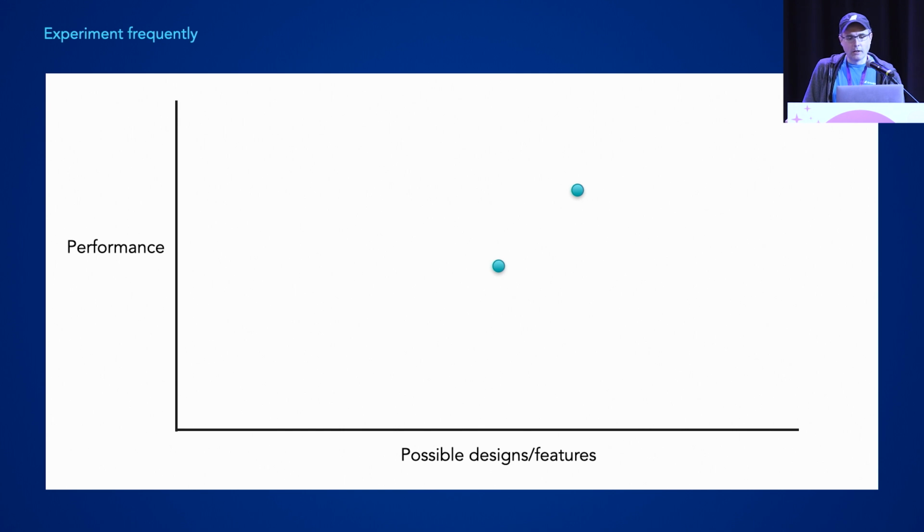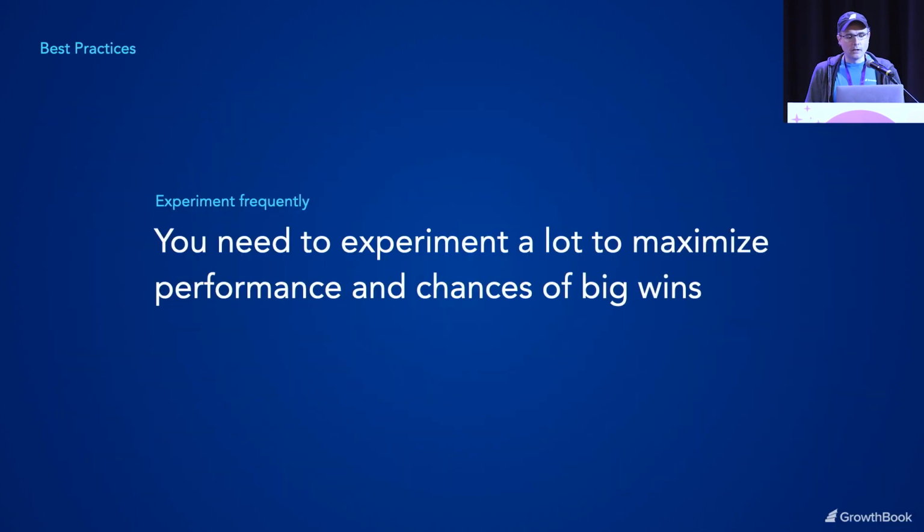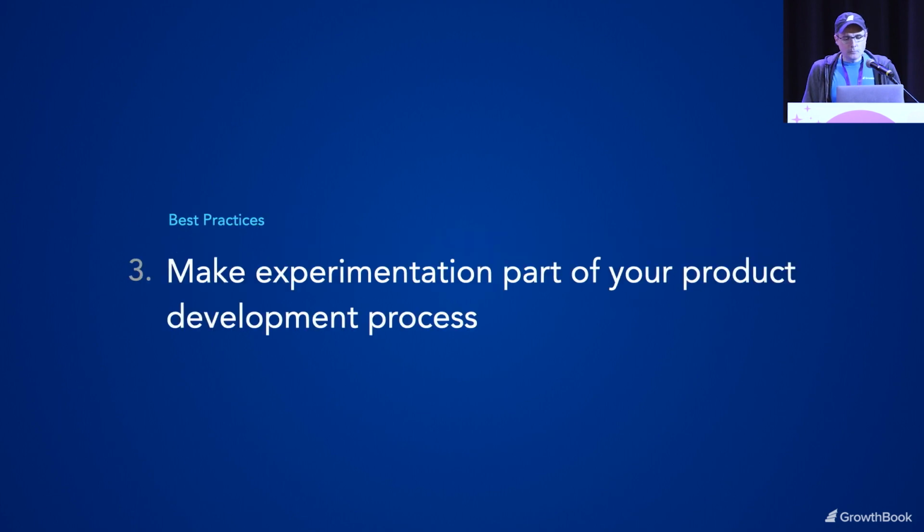So maybe you test a different version and it performs slightly better. But now you have two data points, and you really have no idea what the shape of this graph is going to look like. You know, it could be like this. You could be near a localized maxima or not. It could be like this. Like you have really no idea. And so it takes a lot of experimentation to optimize the product and figure out where your optimal values for the various things are. And then you should really adopt experimentation as part of your product development process.